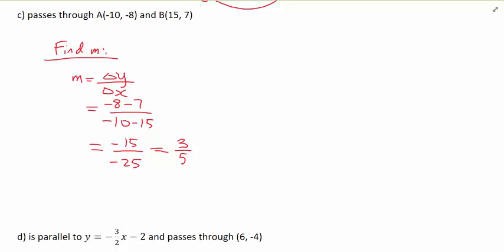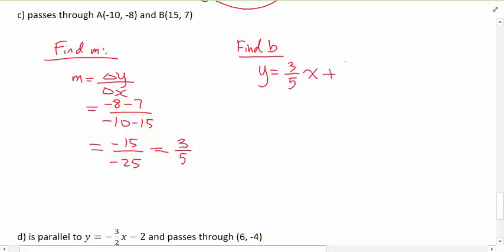Did everyone get m? Okay, now you have to find b. And then you do y equals what? What do you write? y equals 3 over 5x plus b. And now what do you sub in? A point. Which point did you guys sub in? It doesn't really matter. Remember, both are on the line, so both will be okay.